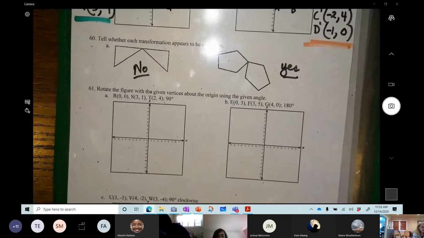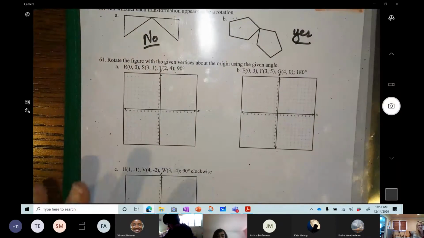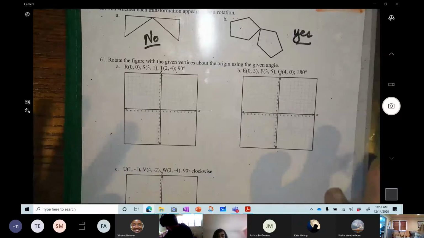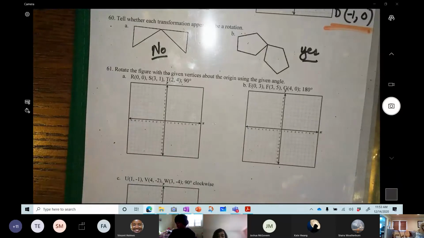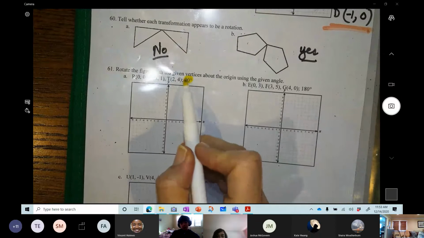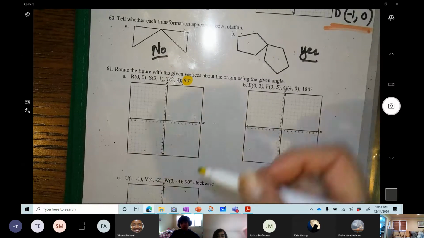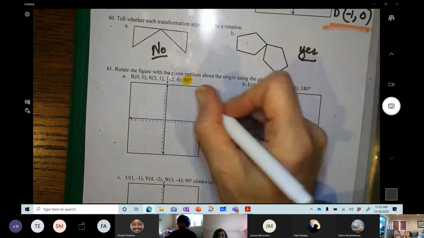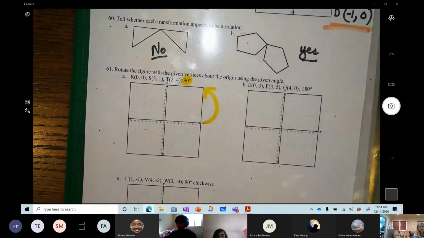Okay, now rotation was the hardest for everybody. It always is, because there are these different rules involved. So we're going to write down each rule with rotations. The first one says rotate the figure with the given vertices about the origin. Okay, so we're doing 90 degrees here. If it doesn't say clockwise, then we are assuming that it is always counterclockwise. And that means 90 degrees is one quadrant. And I'm always drawing arrows, because if I don't draw arrows, sometimes I go the wrong direction.